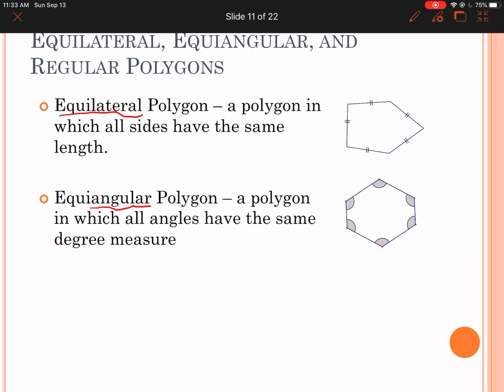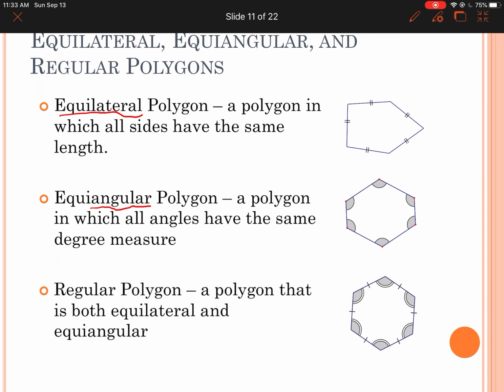A regular polygon is a polygon that is both equilateral and equiangular. So the sides are all congruent to each other, and the angles are congruent to each other.